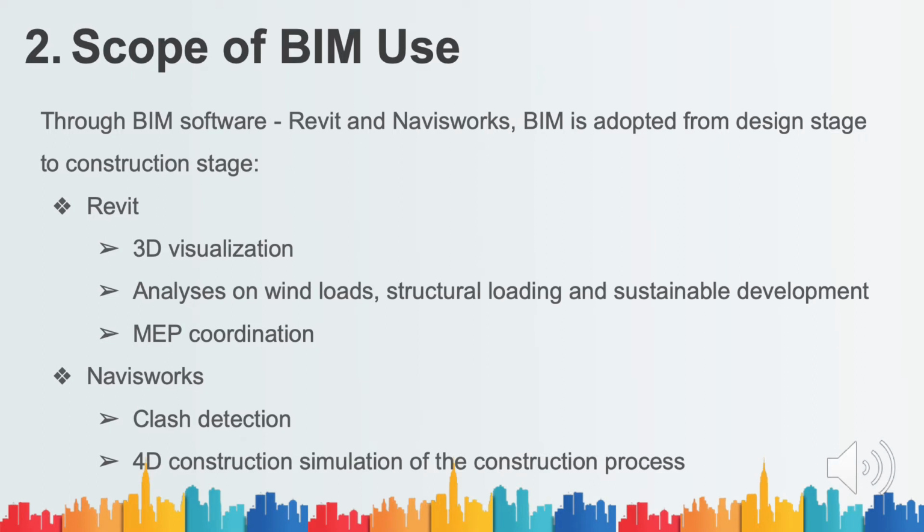In the construction of the main stadium of Kai Tak Sports Park, BIM is adopted throughout the project's life cycle, from the initial design stage to the construction stage. Using the BIM software, Revit and Navisworks, the scope of BIM use includes 3D visualization, analysis on wind loads, structural loading and sustainable development, MEP coordination, and clash detection, as well as 4D construction simulation of the construction process.